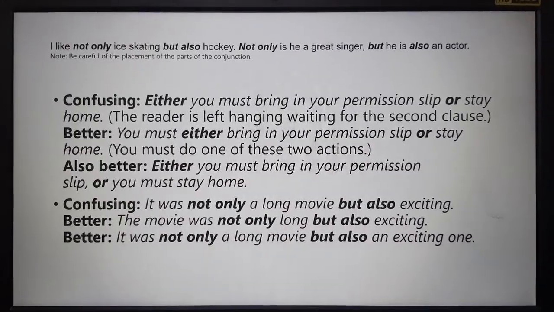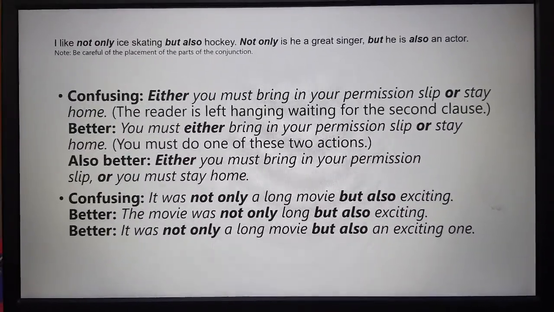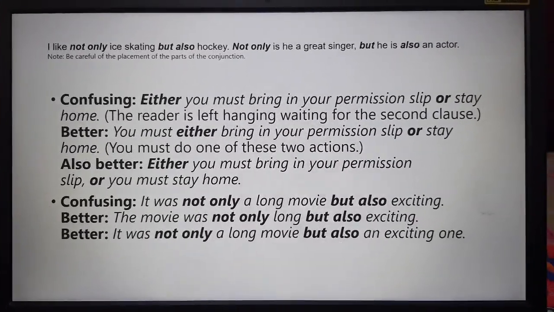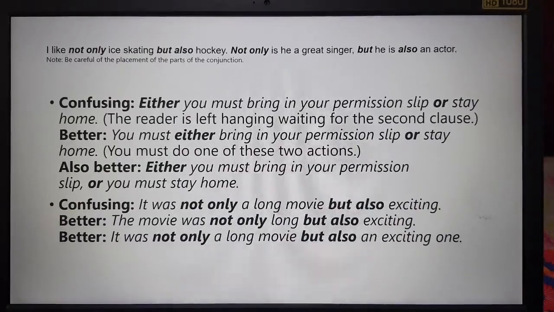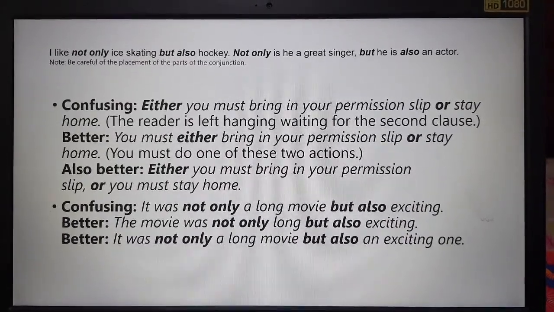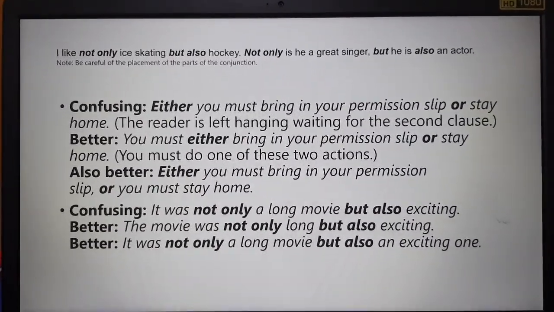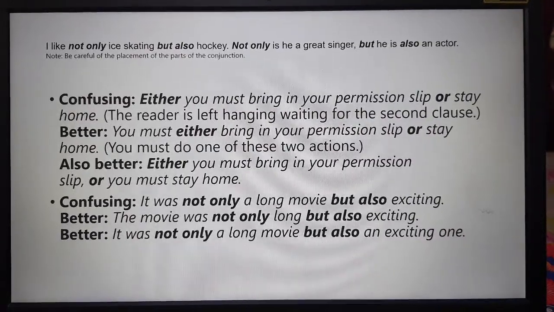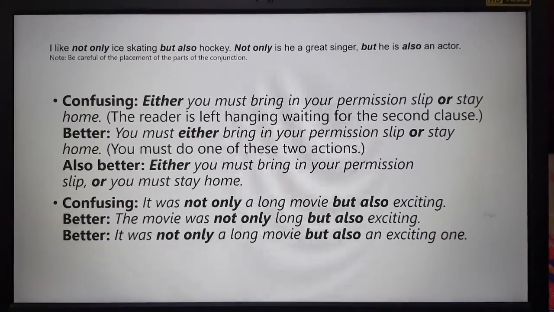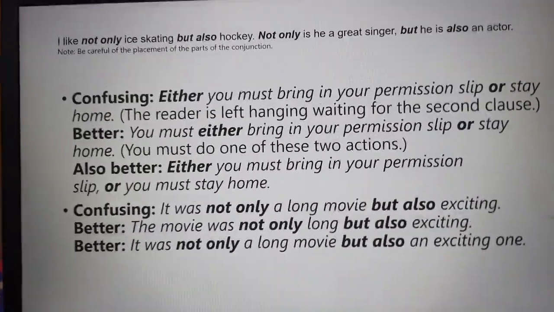Now, confusing: either you must bring in your permission slip or stay home. The reader is left hanging waiting for the second clause. Which one would be better? See the placement of conjunctions: you must either bring in your permission slip or stay home. So you must do one of these two actions. Also better: either you must bring in your permission slip or you must stay home.